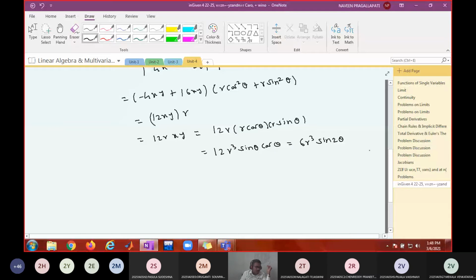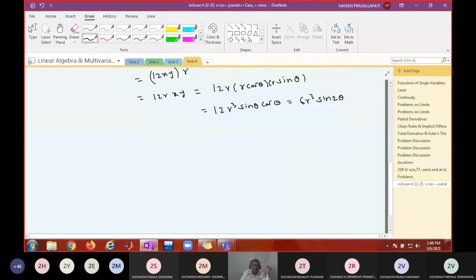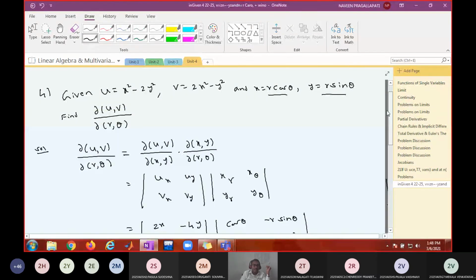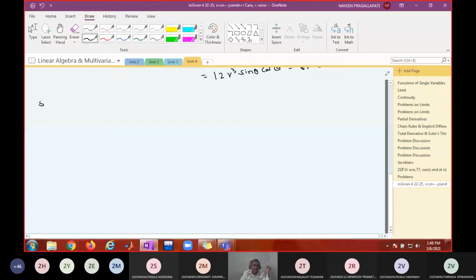Right. So now just do one problem on 3 variables. Then we'll go for the functional dependency. Fifth problem, or you can directly go to the functional dependency. Okay.